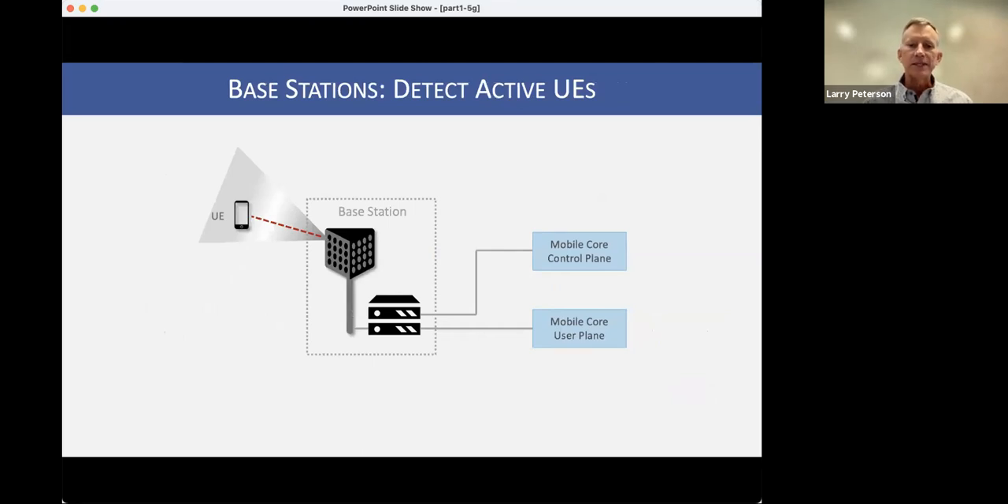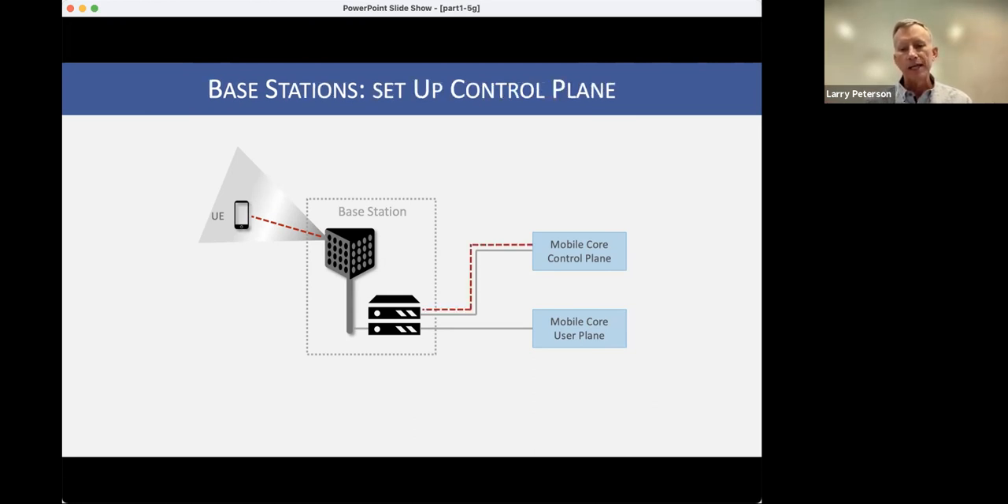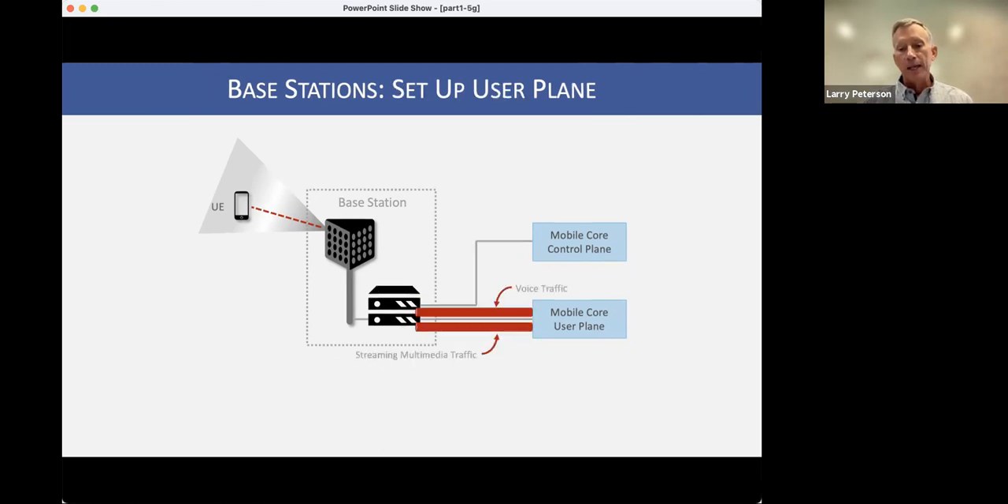So the first thing the base station does is it detects UEs. That's the one acronym I'm going to use. The UE is the device, user equipment. The base station detects UEs when they come online or come within range. And when it detects a UE, it sets up a control plane connection to connect that UE to the control plane so that we can manage this particular subscriber and figure out what to do with him. It also sets up the user plane.